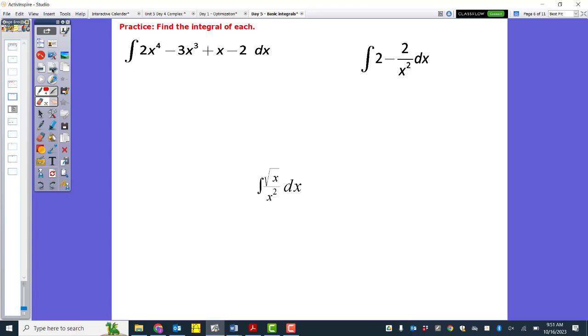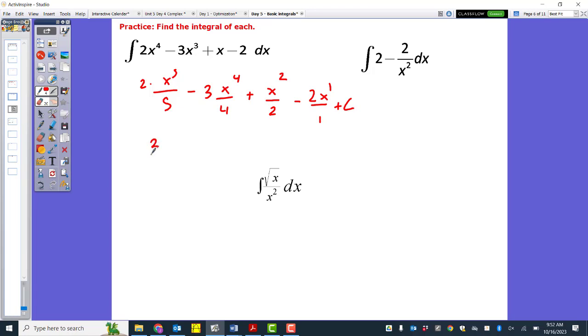So we have some we can practice, and in most of these, it's going to be the same idea. We're going to add 1 to the exponent, so 2 times x to the 5th divided by our new exponent, divided by 5, minus 3 times x to the 4th divided by 4, plus x to the 2nd divided by 2, minus 2x to the 1 divided by 1. But the big thing is, we always have to remember to add a plus c.